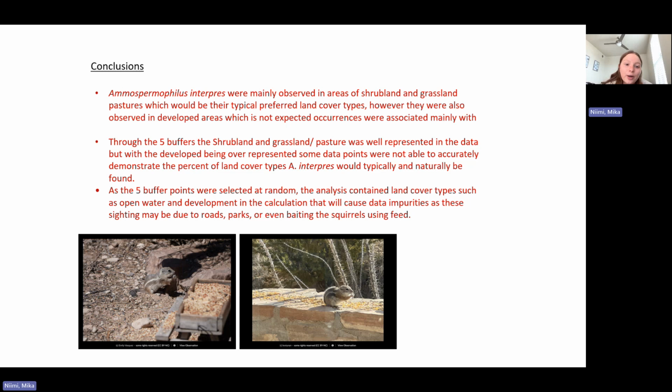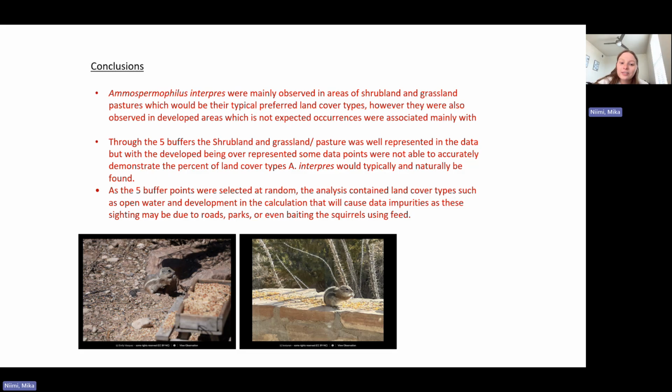Conclusions: Ammospermophilus interpres were mainly observed in areas of shrubland and grassland pastures, which will be their typical preferred land cover types. However, they were also observed in developed areas, which is not an expected occurrence. Through the 5 buffers, shrubland and grassland were well represented in the data, but with the buffers having developed being overrepresented, some data points were not able to accurately demonstrate the percent land cover types that the species would typically and naturally be found in.